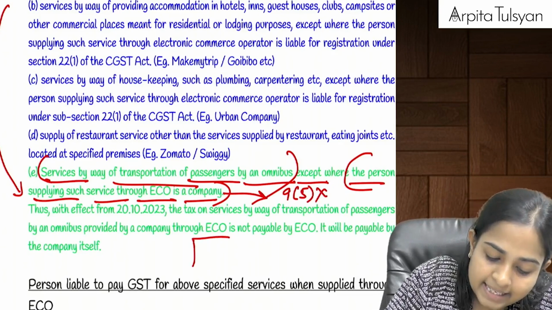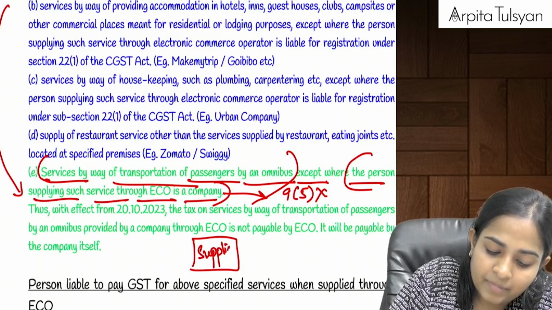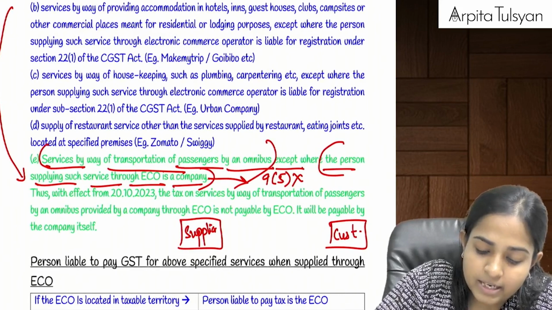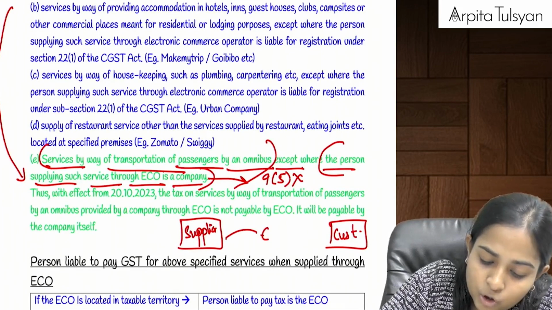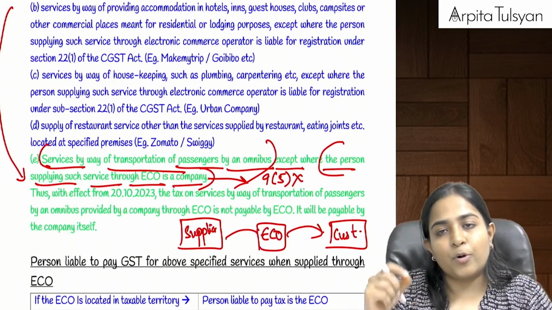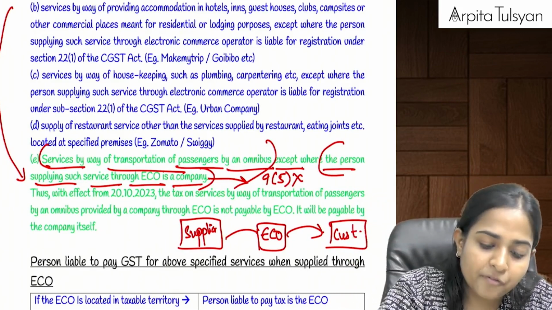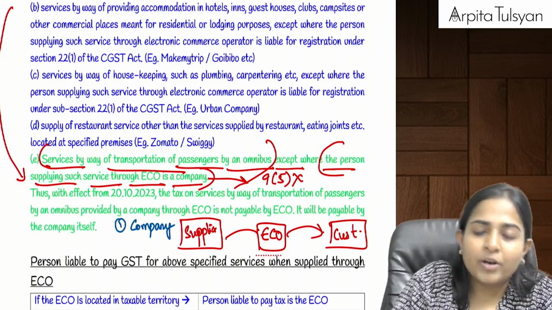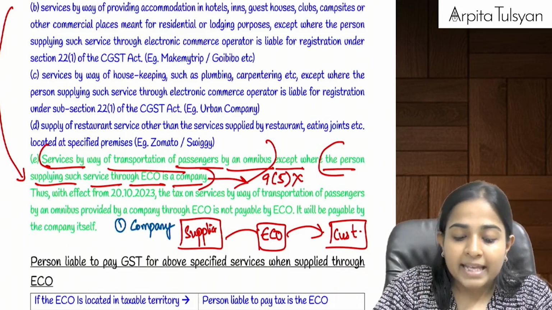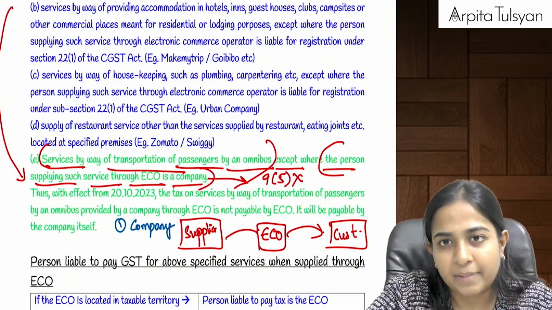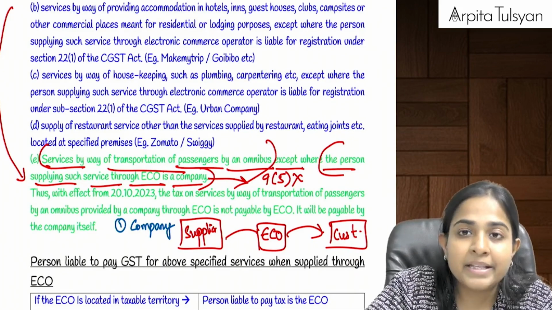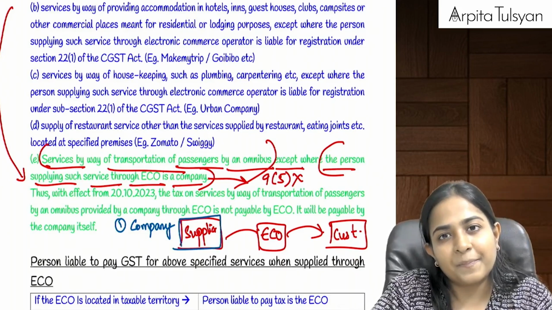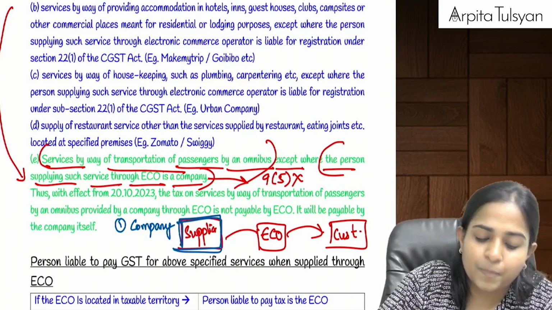Now let's say there is a service supplier who is ultimately supplying the services to the customer through ECO. Can you see? Yes. I am talking about transportation of passenger service by omnibus. First case, if this supplier is a company, formed in the nature of a company, then in such case 9(5) is not applicable. 9(5) not applicable means ECO is not required to pay the tax, then the tax will be paid by this particular company only.